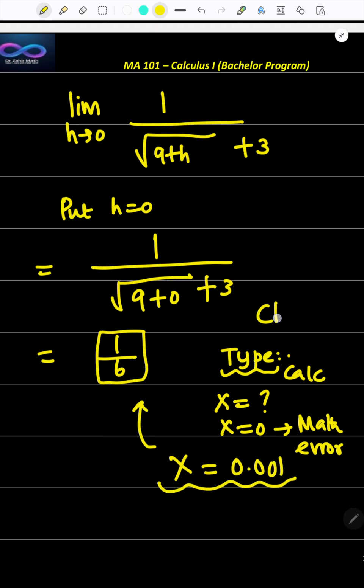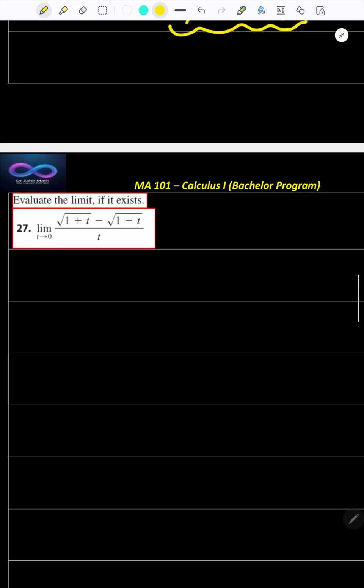Definitely you will get the answer for this one. This is for checking. Keep in your mind, this is for what? Checking. Now let's go to the next question.